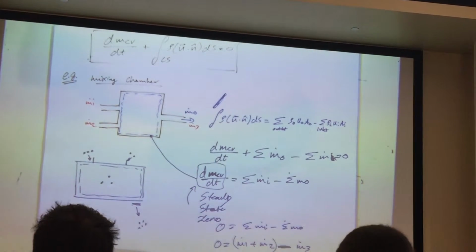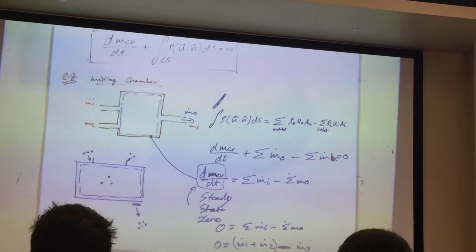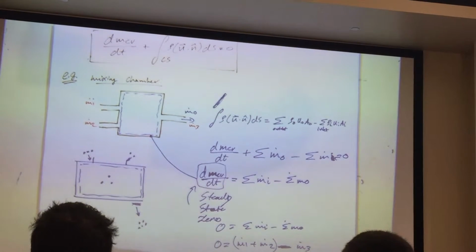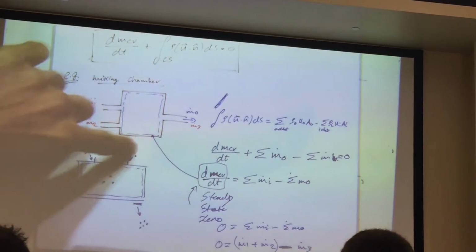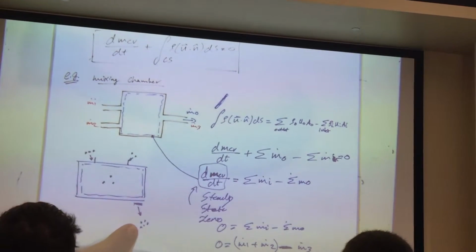Is that a steady state or unsteady system? Steady. Why? Because things didn't change inside. The 3 people are inside, they're just still there. And 2 that came in, conservation of mass went down.